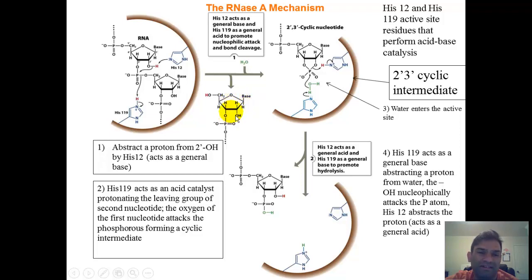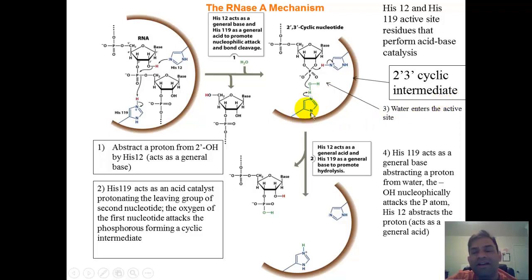Remember, the strand here has formed a leaving group. So now this cyclic phosphorylated nucleotide is going to undergo a change through the help of water. So a common theme here as we go over the mechanisms of these enzymes is that water is going to come in and play a role. So water is going to enter into the active site.